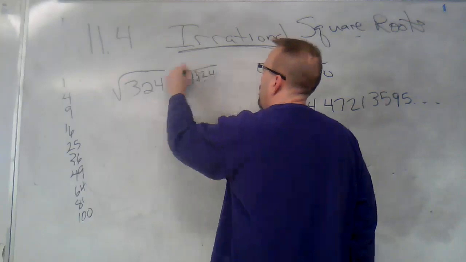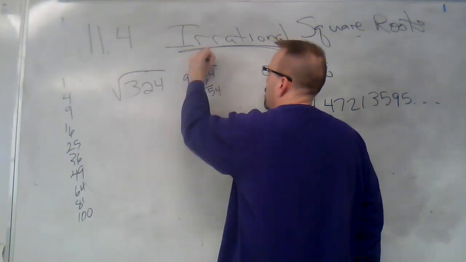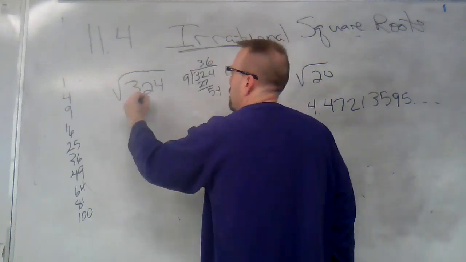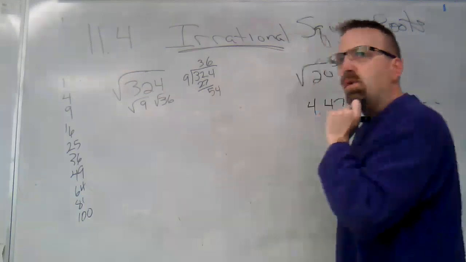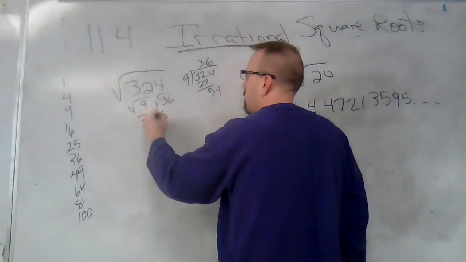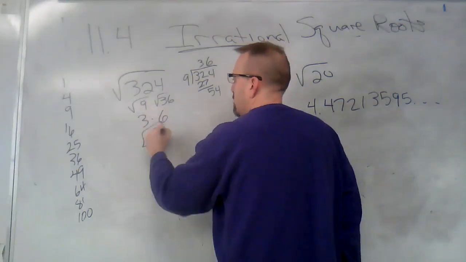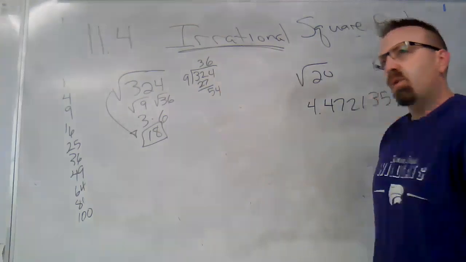So if we divide that by 9, we would get 36. 324 is the same as 9 times 36. What's the square root of 9? 3. Square root of 36 is 6. So 18 is the square root of 324. That's what we were working on yesterday.